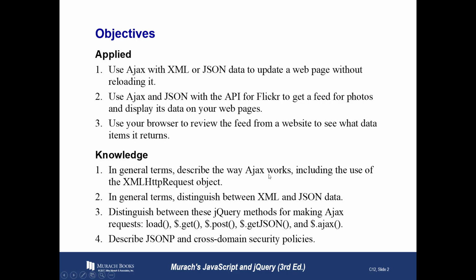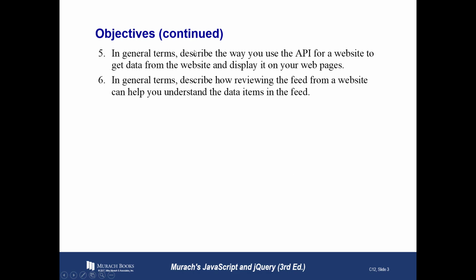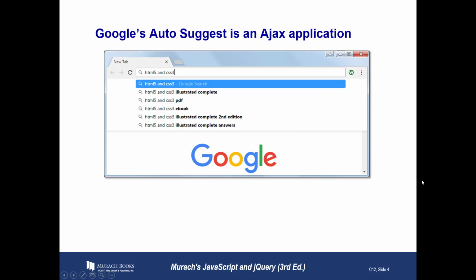In general terms, describe how Ajax works. In general terms, distinguish between XML and JSON data. Distinguish between different jQuery methods, talk about JSON-P, which is JSON with padding, and cross-domain security policies. In general terms, describe the way you use the API for a website to get data and display it on a web page. In general terms, describe how reviewing the feed from a website can help you understand the data items in the feed. All right.